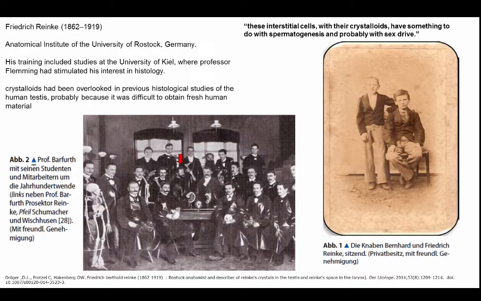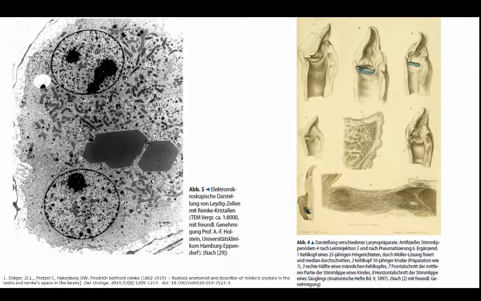processes. So this is him at the Anatomical Institute of Rostock, Germany, where he studied. This is him on the right in his younger years. So here's an EM of his Reinke crystals, and he's also notable for discovering the Reinke space in the larynx. For some reason, he had a great interest in the larynx. The Reinke space is the space between the vocal ligament and the overlying epithelium, which is thought to have some reverberation effects and plays a role in sound.